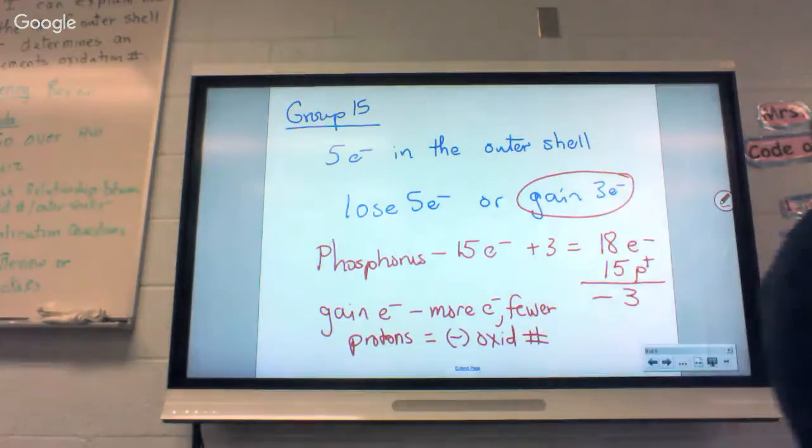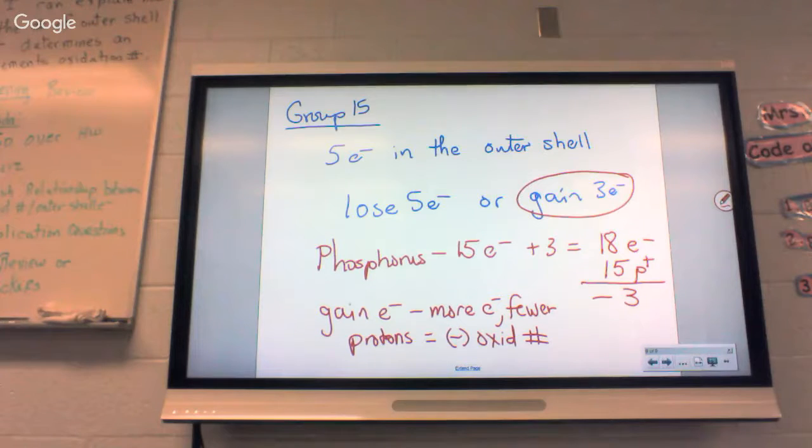which equals a negative oxidation number. So anytime you gain electrons, you're going to have more electrons and fewer protons. So you're always going to have a negative oxidation number. Does that make sense? Exactly.